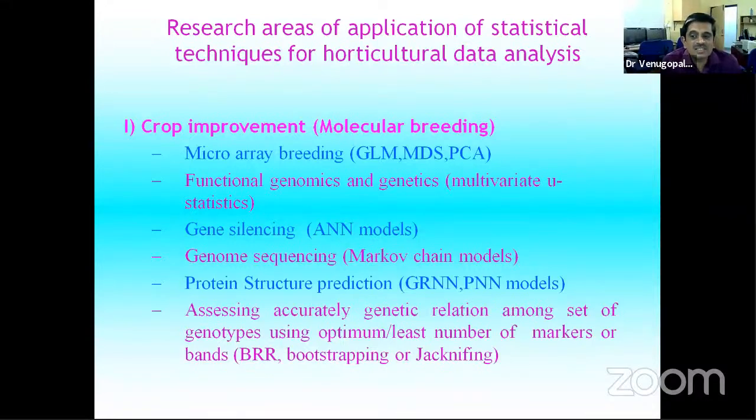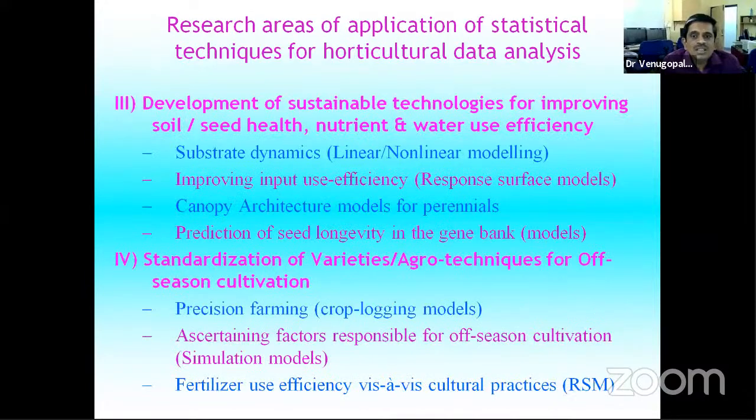Similarly, in gene silencing studies, the parameters which dictate siRNA are naturally captured by a nonlinear model. The parameters are not linearly related, so for this one needs to go for an artificial neural network model. Then most often we will be working out the optimum number of markers or bands which are required. For working out this optimum number of markers, a method like bootstrapping or jackknifing is very much helpful. So these are some of the areas which are yet to be exploited, wherein high-end statistical techniques can be used in molecular breeding.